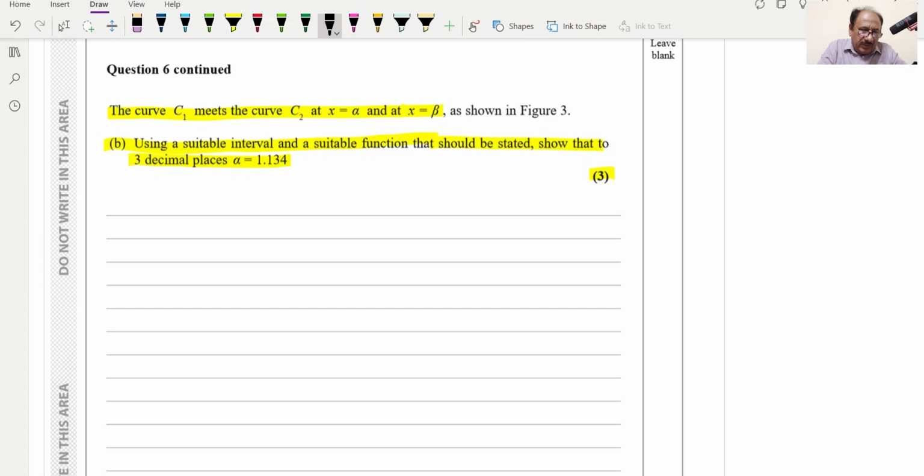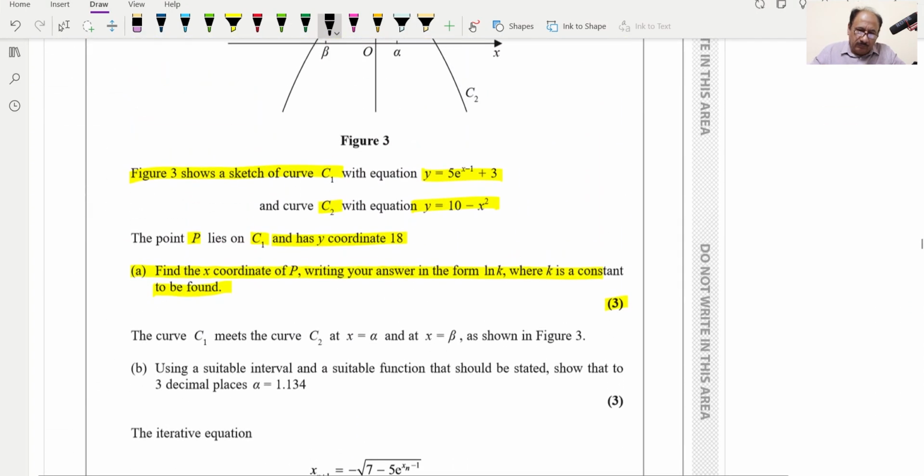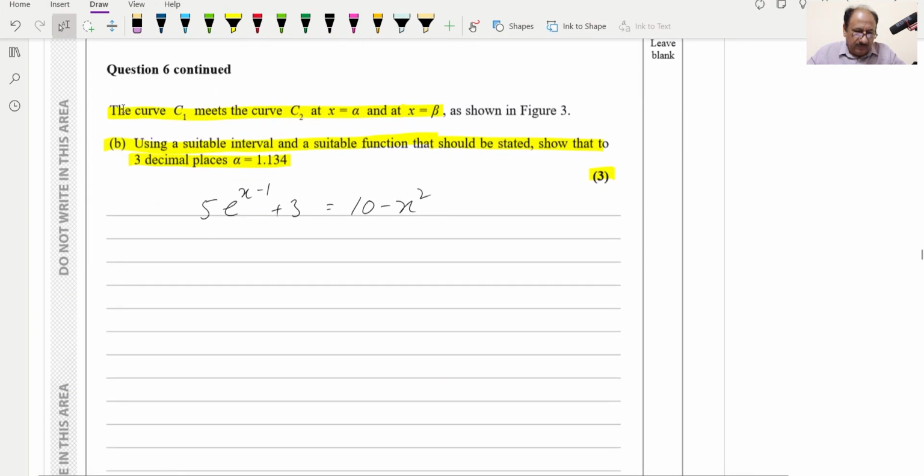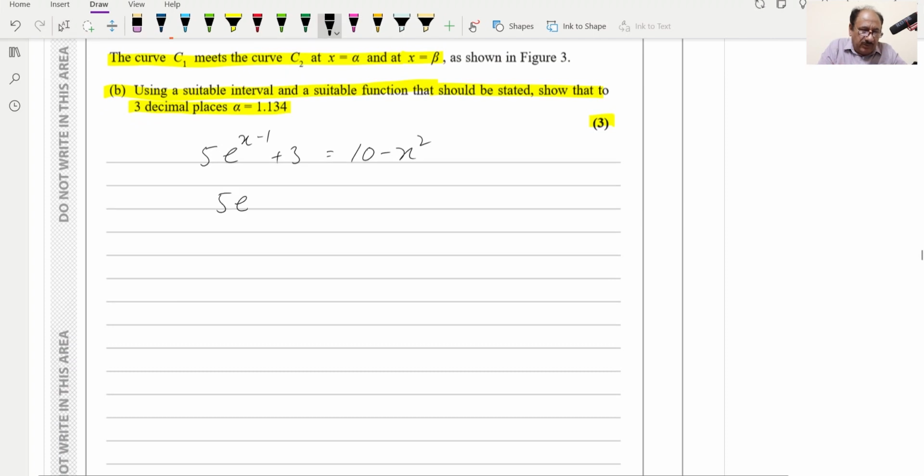So we can equate both the equations. One equation is 5 e raised to the power x minus 1 plus 3, and the second equation is 10 minus x squared. So we are equating both of these and solving for x. So it will be 5 e raised to the power x minus 1 plus x squared, we can shift to this side, and 3 minus 10 will be minus 7, is equal to 0. So now this is basically our f of x.